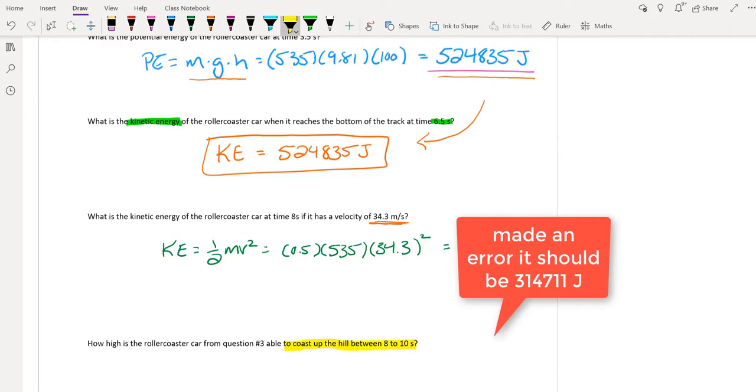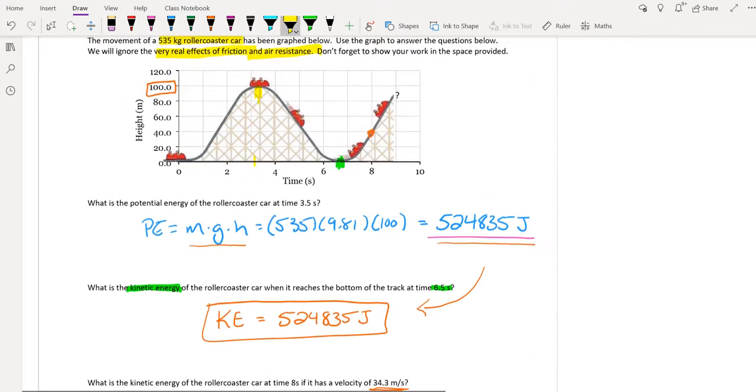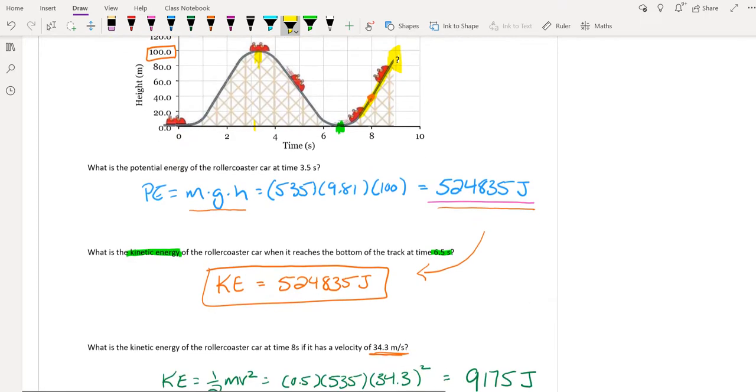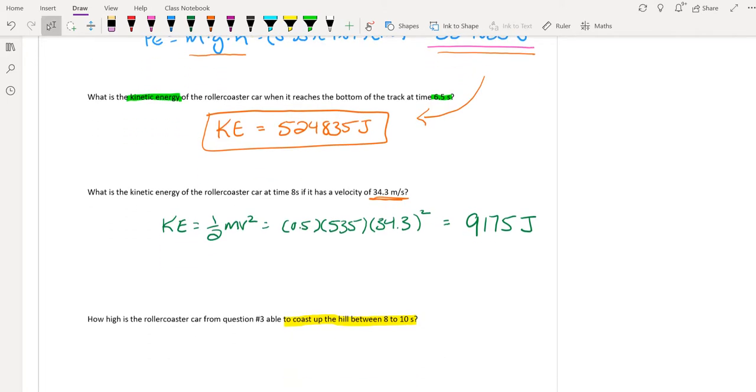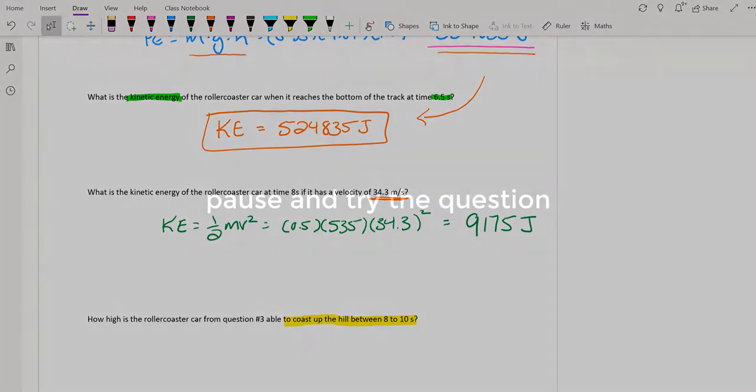The last question I'm going to ask you on this page here is, how high is the coaster be able to go back up that hill? So after this point here, how high can it go? Can you come up with a strategy to figure that out? Apply what you've learned to determine how high can that coaster go back up.